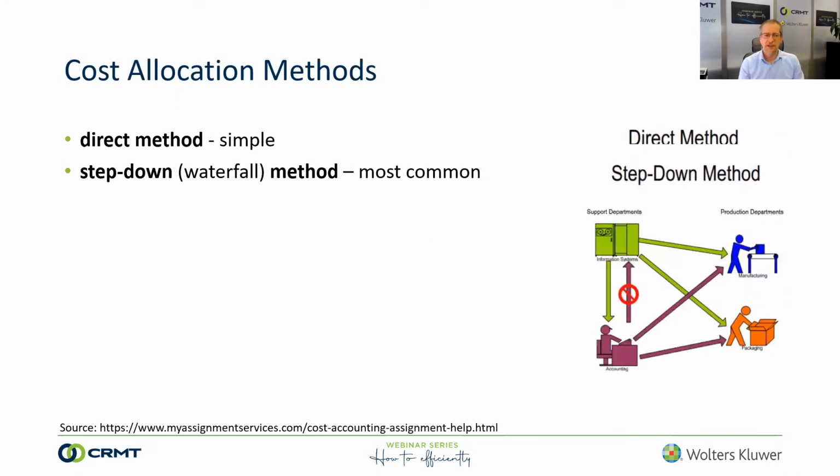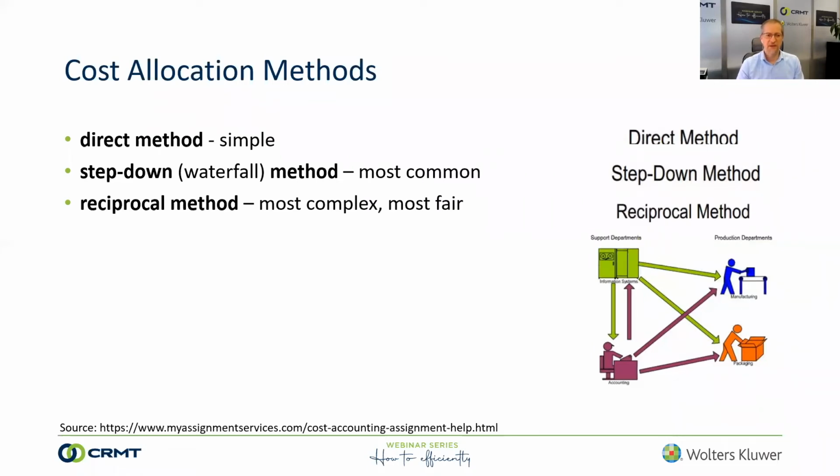The next method is the so-called step-down or waterfall method. This one is the most commonly used, and this one is also the one which we will show you during the demo. With this method, we are considering the relationship between the cost centers on the left-hand side. So in this example, in the first step, we are allocating costs from information systems, marked in green, to the accounting department and also to the profit center. In the second step of this exercise, we are allocating costs from the accounting department to the profit centers, manufacturing and packaging.